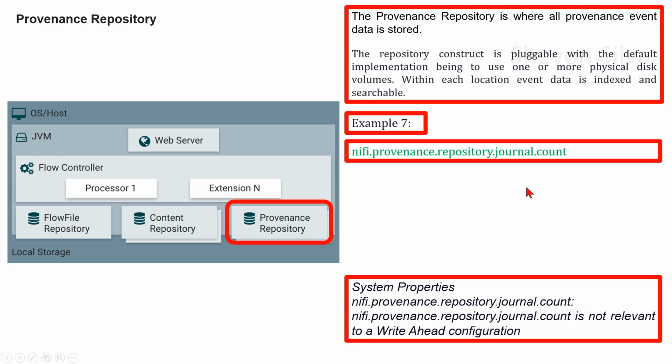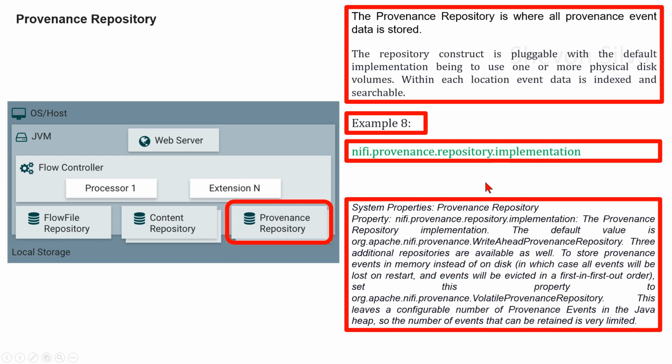Now we are considering system properties. The property nifi.provenance.repository.journal.count is not relevant to a write-ahead configuration. Now we are considering the provenance repository in system properties.